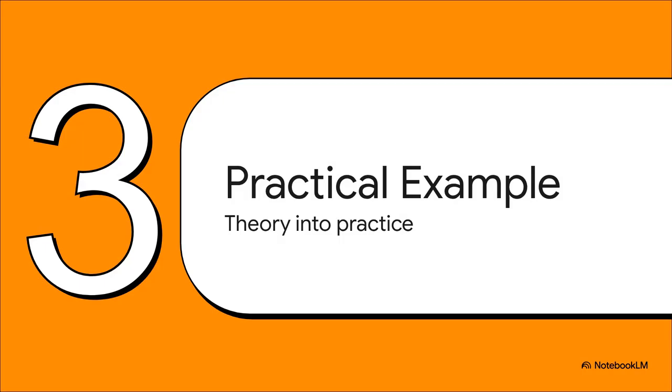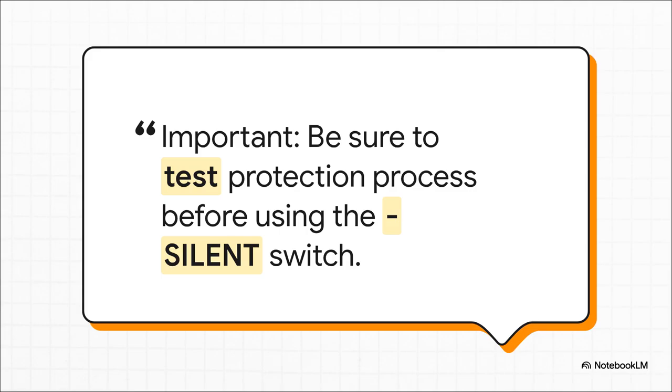Theory is great, but let's get our hands dirty and see how this works in practice. Batch files are a super simple but really effective way to automate a whole sequence of commands, which makes them absolutely perfect for what we're doing. But before we look at the code, I have to give you a critical warning. Please always test your script and make sure it works perfectly before you add that silent flag. Why? Because if there's an error in silent mode, the script might just fail without telling you, and you could accidentally ship an unprotected application. So test it first, then automate silently.